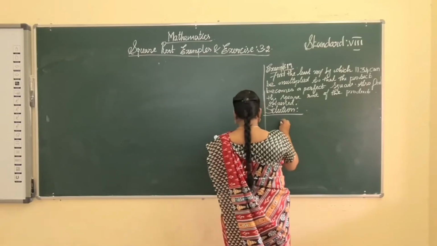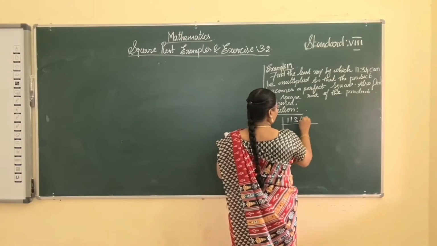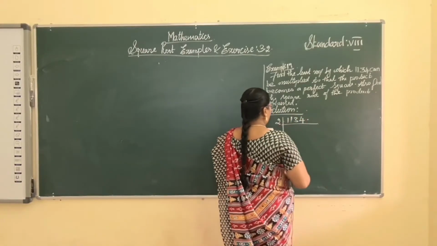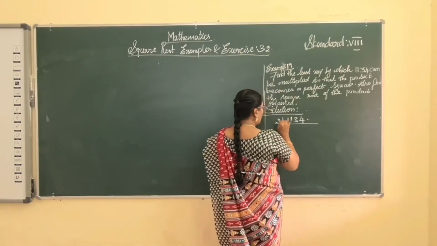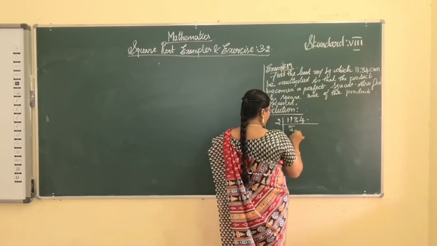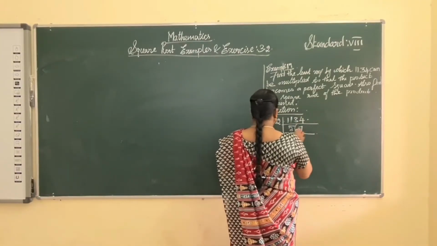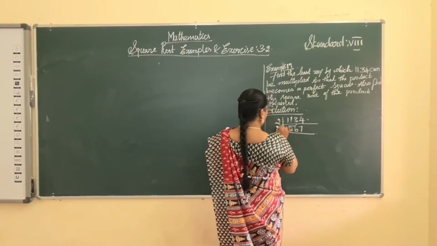Solution. So first, prime factorization method. So how many times? First, apply the first prime number 2. 2 5s are 10, and next 2 6s are 12, 2 7s are 14. So 567. Again, no, it is not possible.